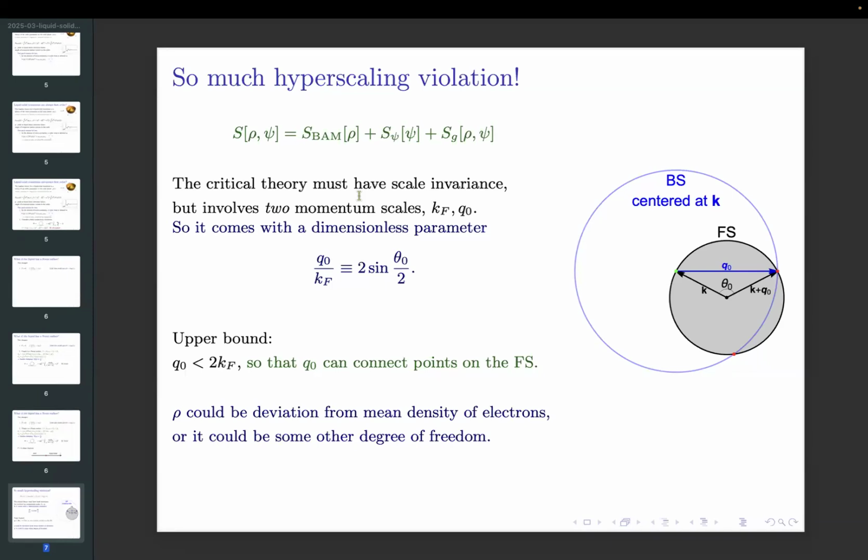I'm very used to seeing Fermi spheres. Can you remind me the definition of a Bose sphere? Yeah. Just as a Fermi surface is a locus in momentum space where there are gapless fermion modes, a Bose surface is a locus in momentum space where there are gapless boson modes.